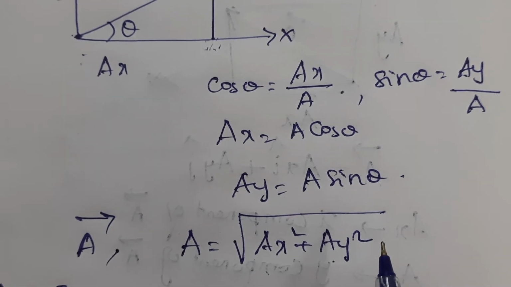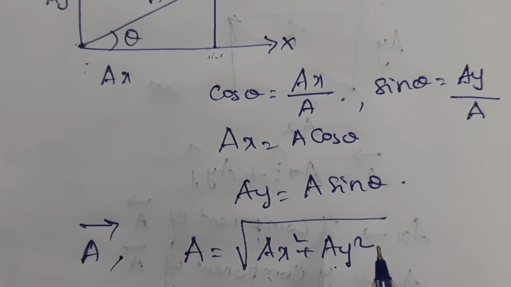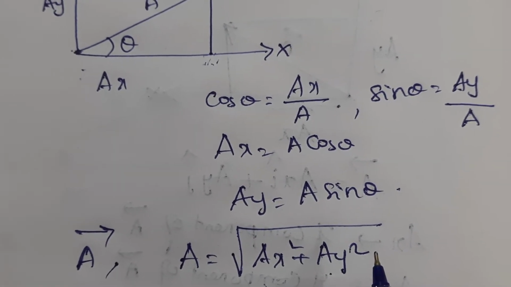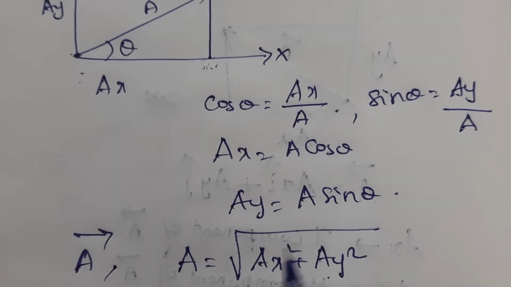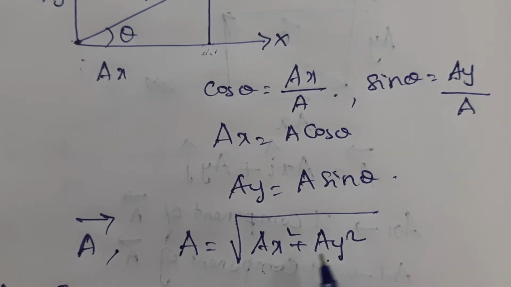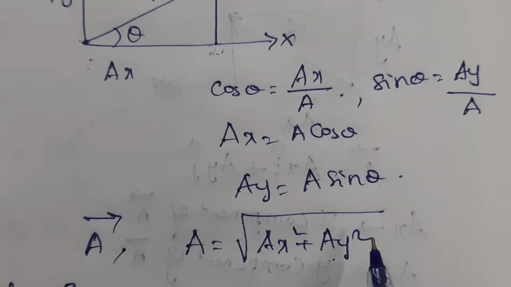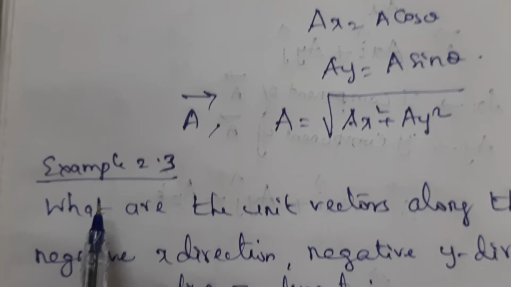So we have seen the components of a vector. In 2 dimensions, Ax i cap plus Ay j cap. In 3 dimensions, Ax i cap plus Ay j cap plus Az k cap. The magnitude A can be written as root of Ax square plus Ay square, and in 3 dimensions we can write plus Az square. Alright. Let's move on to the problem, example 2.3.